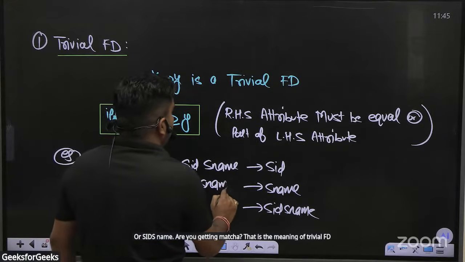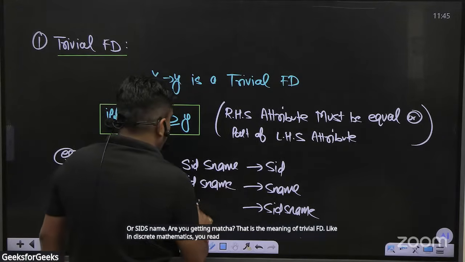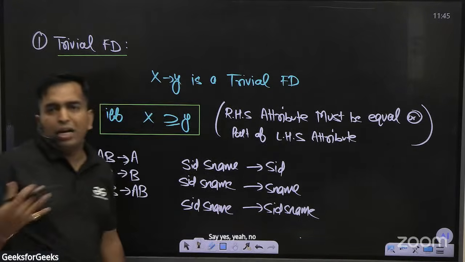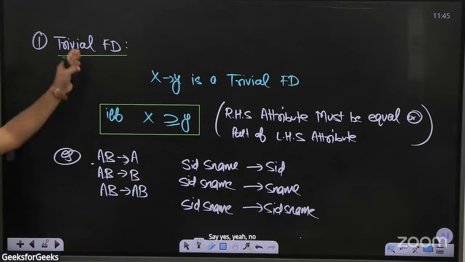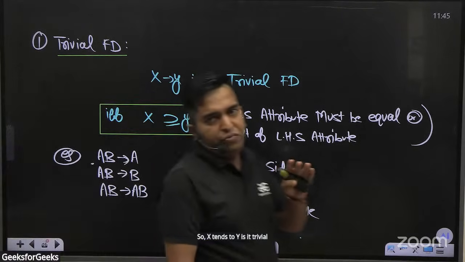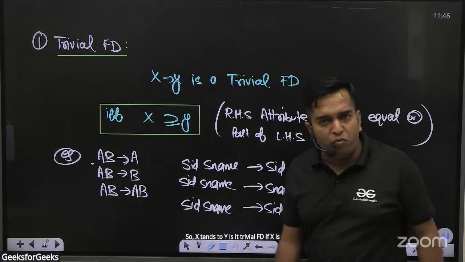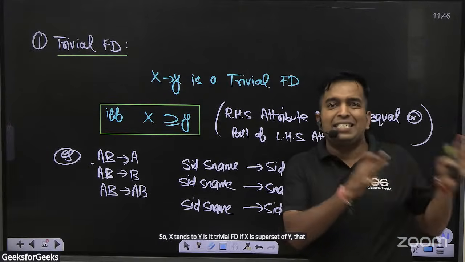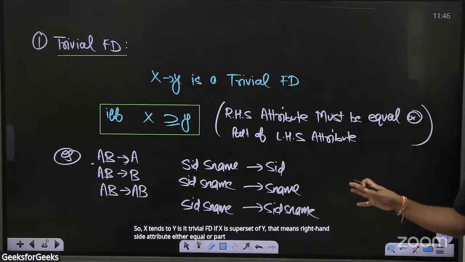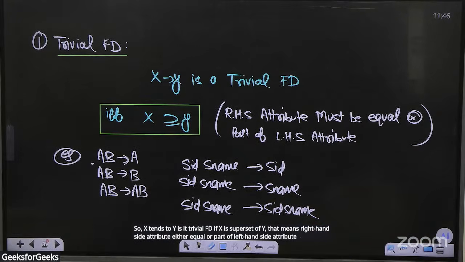Like in discrete mathematics, you read the reflexive property, right? Say yes or no. Reflexive means something relates to itself. Clear? So X tends to Y is a trivial FD if X is a superset of Y. That means the right hand side attribute is either equal to or part of the left hand side attribute. Crystal clear?